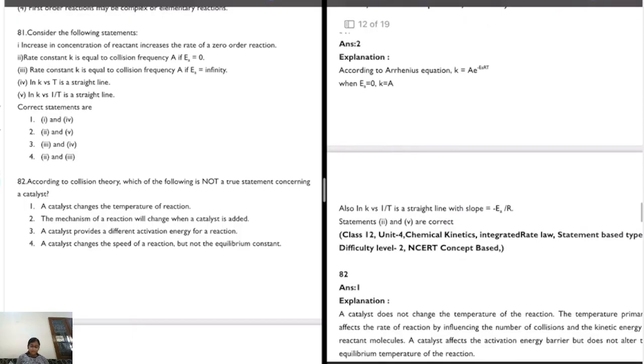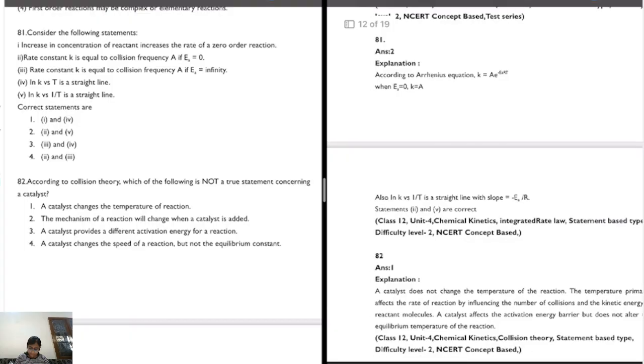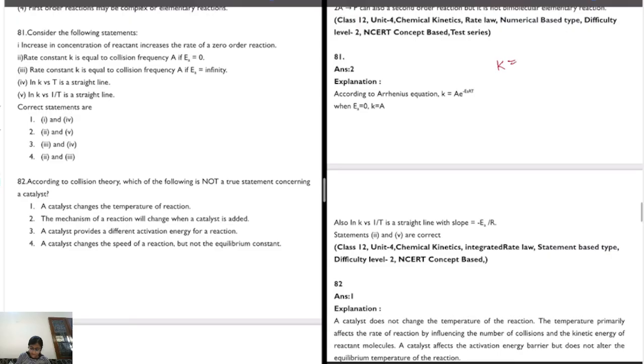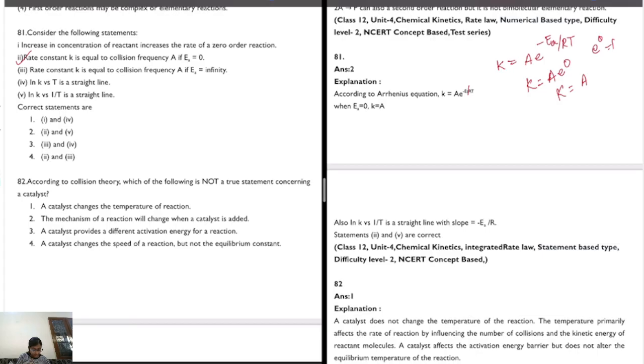Let's see this in the Arrhenius equation, that is K equals A e to the power minus EA by RT. If we take EA to be 0, then K equals A e to the power 0, and anything to the power 0 is 1. So K equals A. So it is the correct option. And rate constant K is equal to collision frequency A when EA is infinity. We have seen that it is not correct.